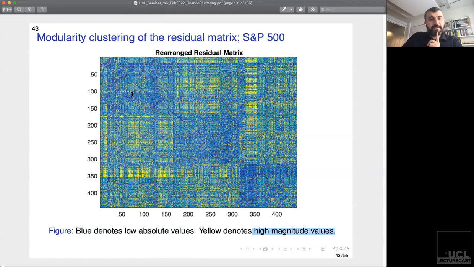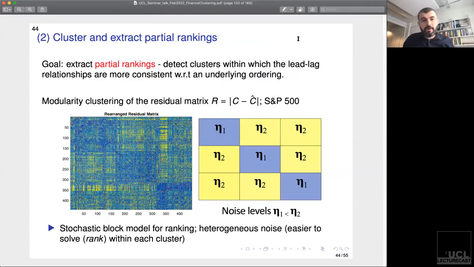So this kind of makes you think along the lines that perhaps it's not so optimal to think that the whole S&P 1500 can be ranked from most leading to most lagging, but more likely we can extract partial rankings along the lines of: we first find clusters within the network, and then within each cluster, we can rank from most leading to most lagging in a more efficient way.